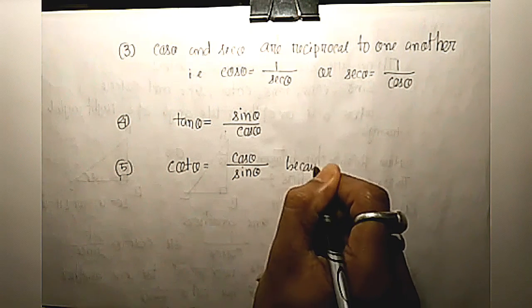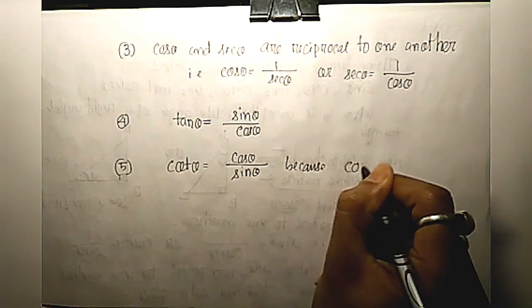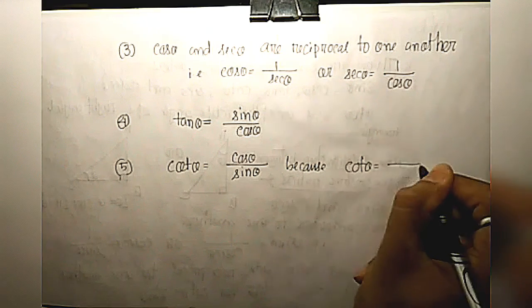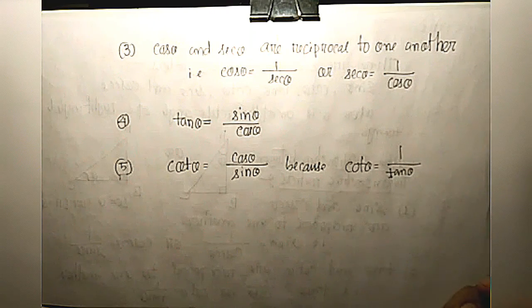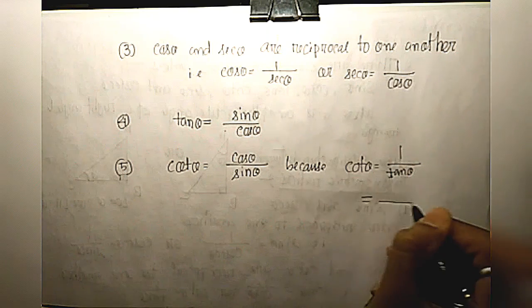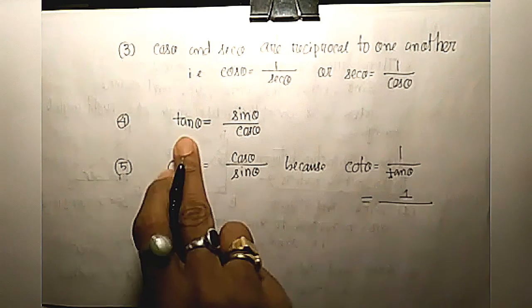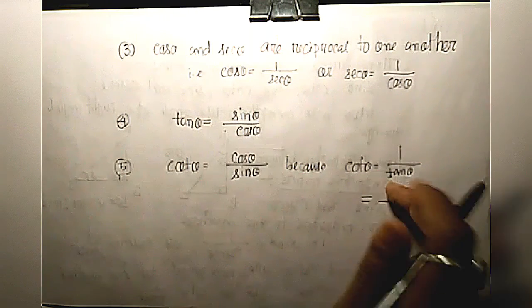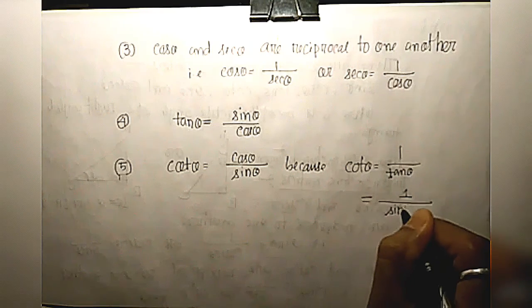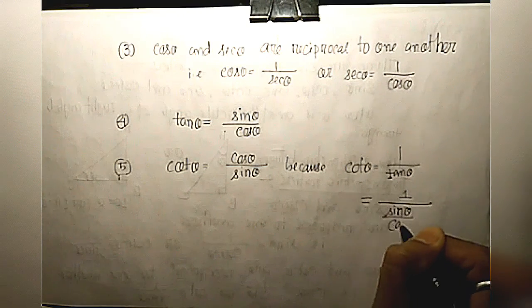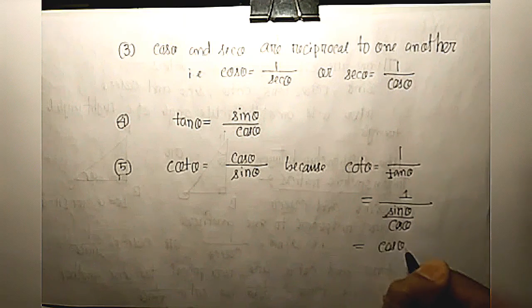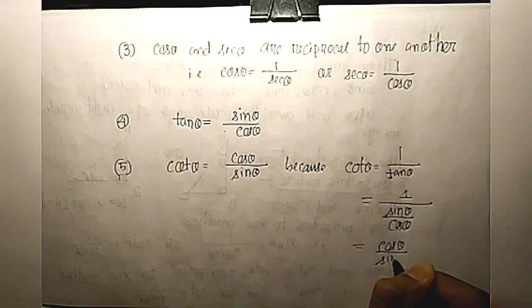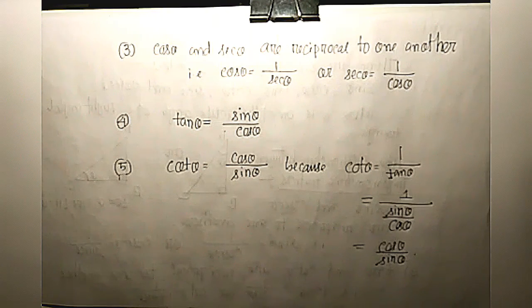So if tan theta equals sin theta by cos theta, so obviously cot theta will be what? Cos theta by sin theta, because cot and tan are reciprocal, we have already learned. So 1 by tan theta means 1 by sin theta by cos theta, so it becomes cos theta by sin theta.